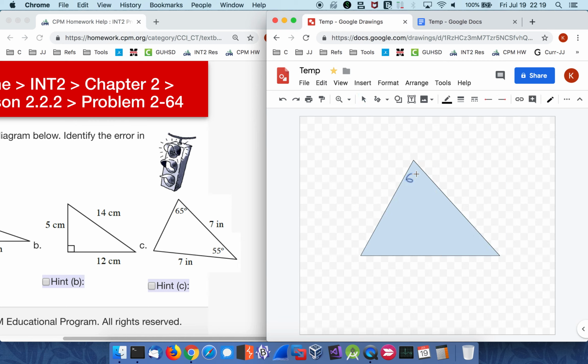So this is 65. 65. Okay, and this is 7. And this is 7. This one is 55. And so since this side is equal to this side, we know that this is an isosceles triangle, so this angle must be equal to this angle. So that is 65. Alright, we don't really know what this side is.